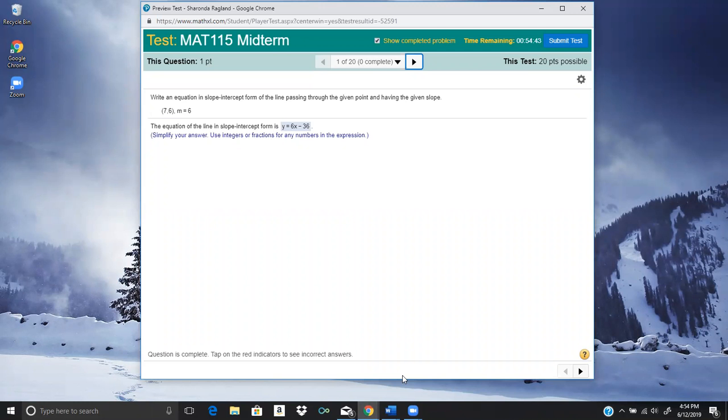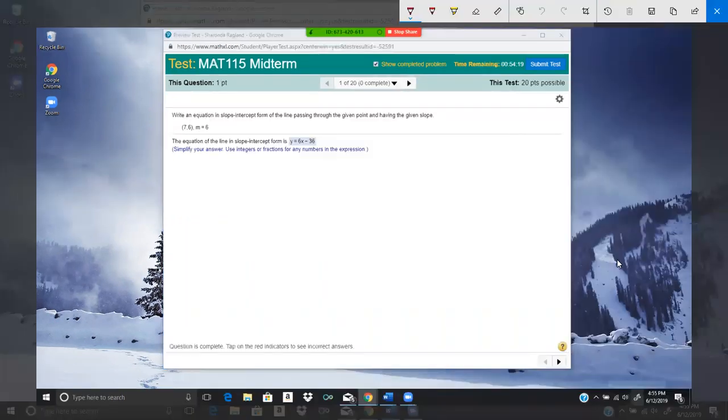All right, so let's look at some problems on the midterm. Your midterm, you have 20 questions. So we'll look at it. We have to write an equation in slope-intercept form. And so make sure you have a formula sheet, with the formulas on it. So here, let's go through some problems. You have to write an equation in slope-intercept form.